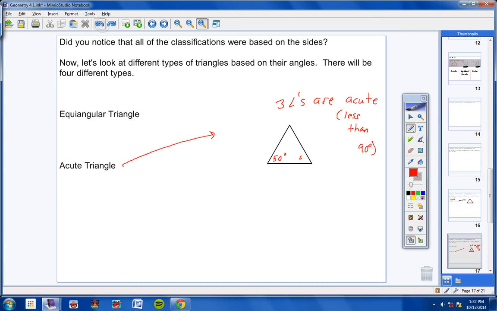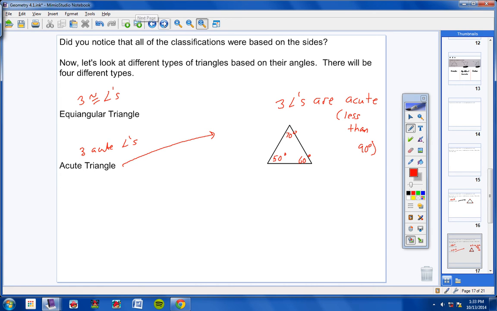No, let's not say that. Let's say that's 60 degrees. We're going to say this would be 70 degrees here. Okay? Notice all 3 angles are less than 90. So because all 3 angles are less than 90, we call this an acute triangle, okay? So an equiangular triangle is when you have 3 congruent angles. And an acute triangle is when you have 3 acute angles, okay? That's called an acute triangle, all right?